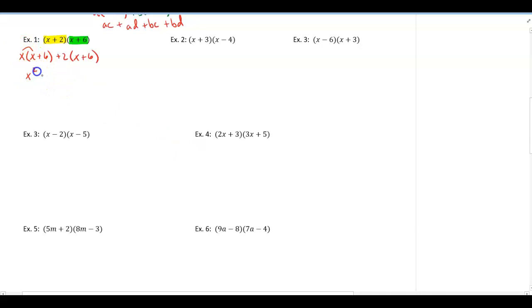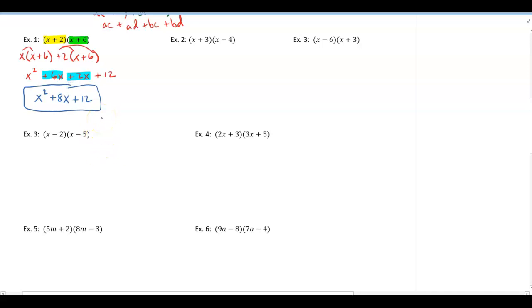X times x is x to the second. X times 6 is 6x. Then 2 times x is 2x. And 2 times 6 would be 12. Once I get to this part, I look to combine like terms. And the only terms that can be combined here are 6x and 2x. So I'm left with x squared, 6x and 2x add up to 8x, and then bring down the plus 12.